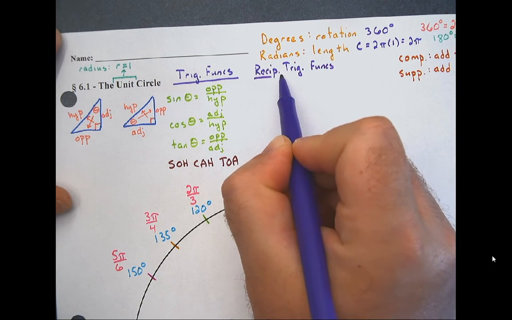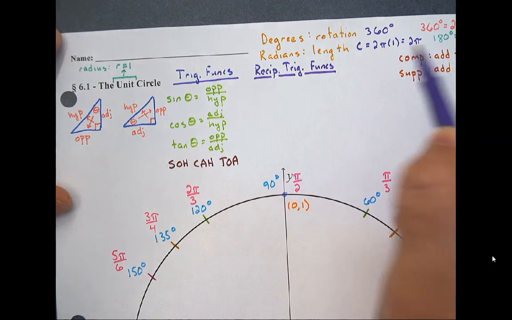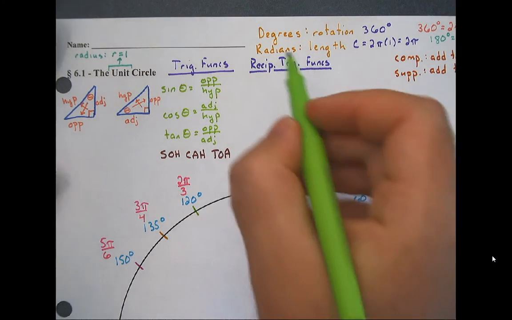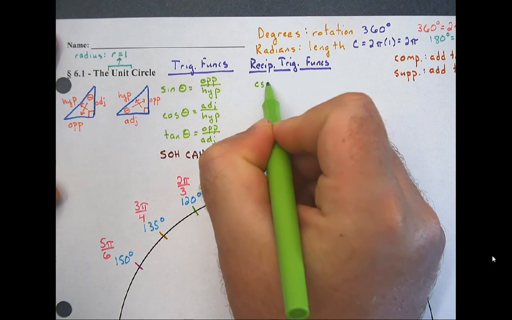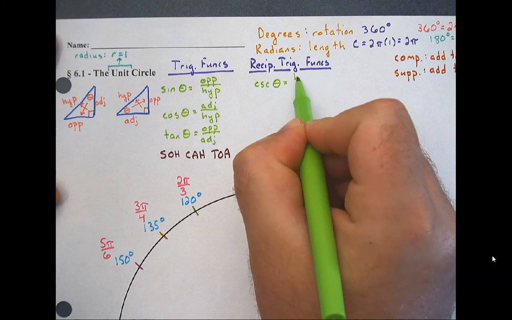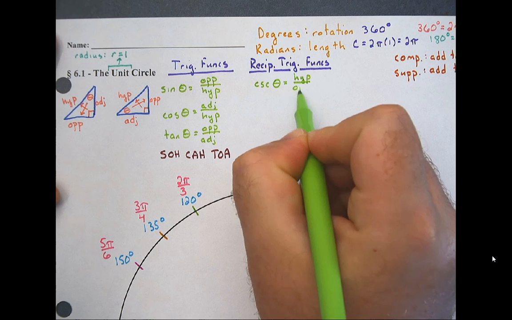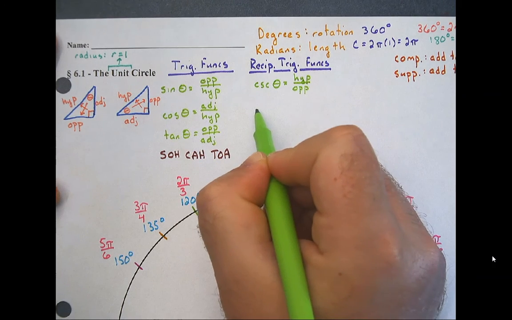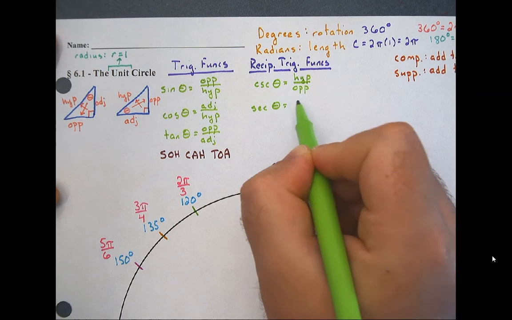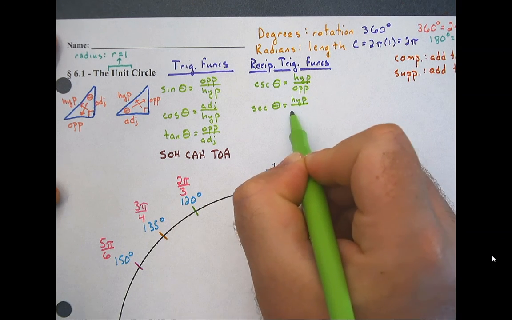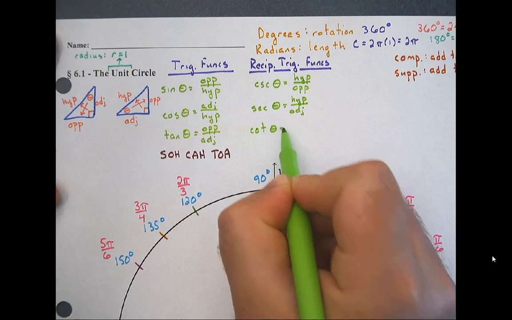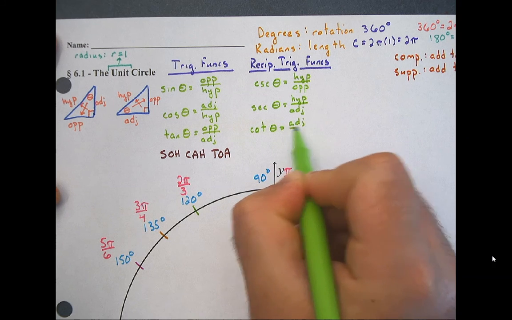Now, the reciprocal trig functions are the trig functions reciprocal. So the reciprocal of sine is this thing called cosecant. Cosecant, instead of being opposite over hypotenuse, is hypotenuse over opposite. Cosine's reciprocal is this thing called secant. Secant, instead of being adjacent over hypotenuse, is hypotenuse over adjacent. And then tangent has a reciprocal called cotangent, which would then be adjacent over opposite.